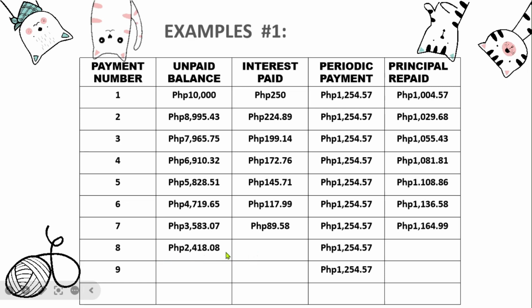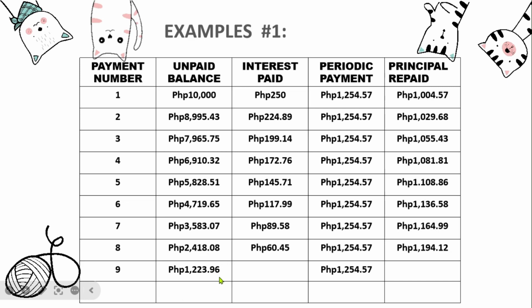Let's multiply it to our i, and we will get 60.45. Let's subtract it from our periodic payment, and we will get our new principal repaid, which is 1,194.12. Let's again subtract it from our unpaid balance, which is 2,418.08. We will get our last unpaid balance, which is 1,223.96.